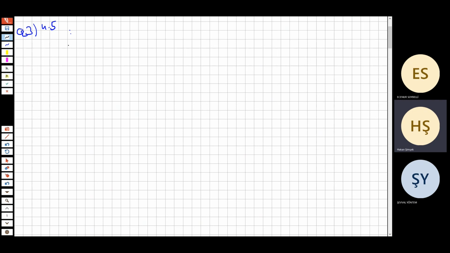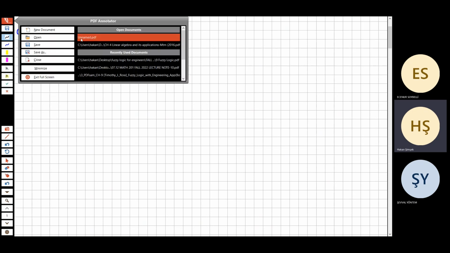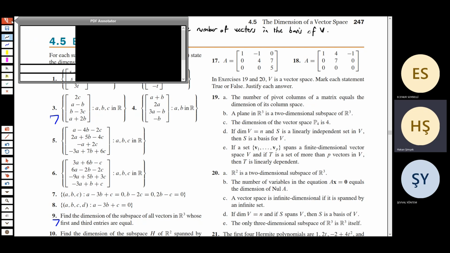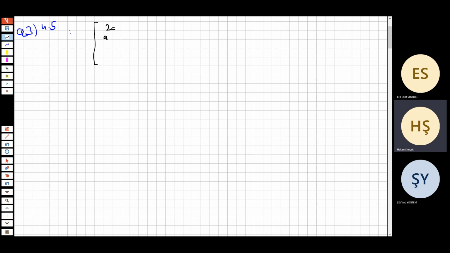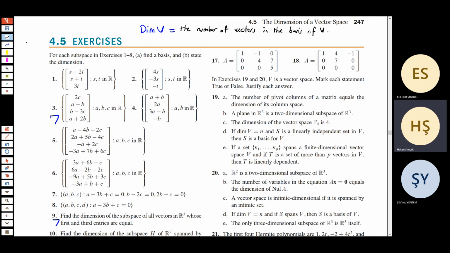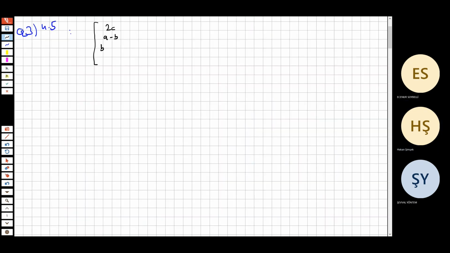First, we need to find a basis for the set. The general vector for the set given here is (2c, a minus b, b minus 3c, a plus 2b). So how many variables, how many unknowns, do we have in here? We have a, we have b, and we have c in here.